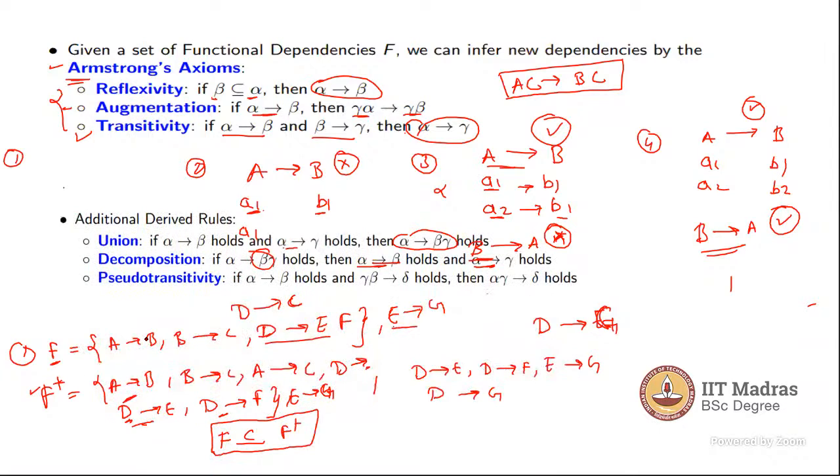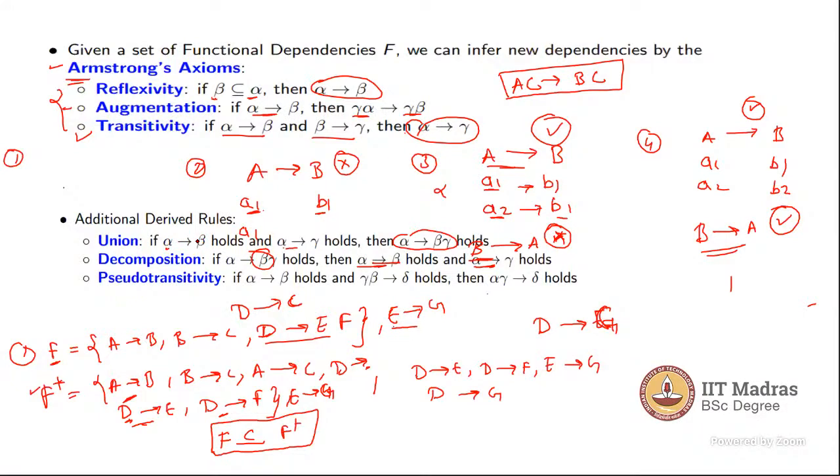Yeah, one question, sir. In the decomposition, it's written if alpha determines beta and gamma, so we can say that alpha, beta and gamma are sets of attributes? Yeah, alpha or beta can be an individual attribute, or a set of attributes also.